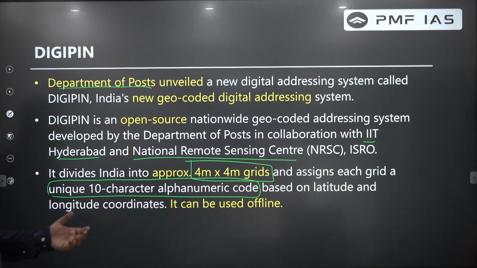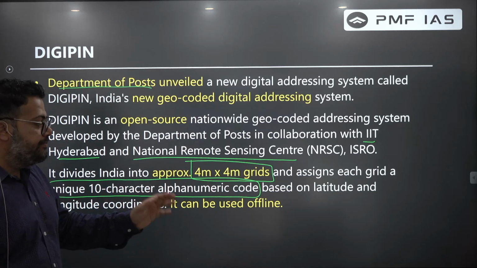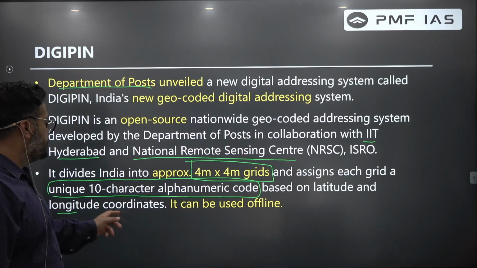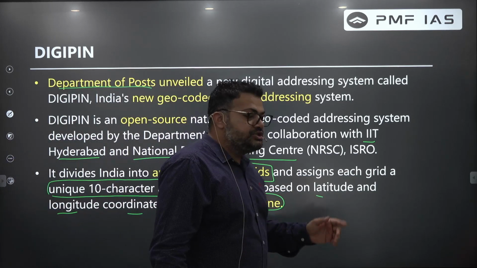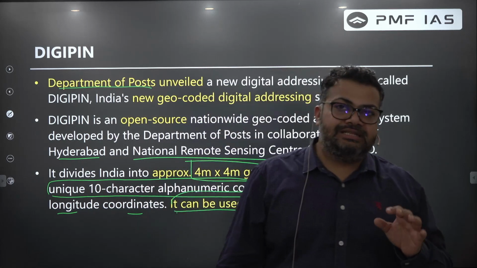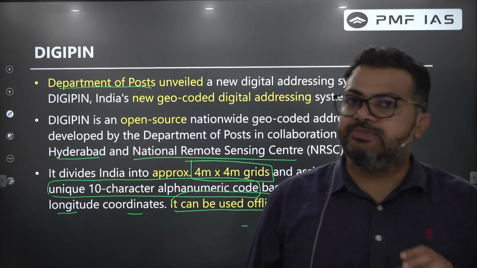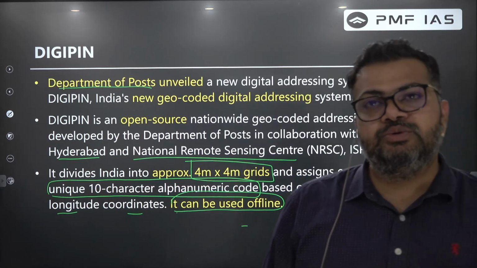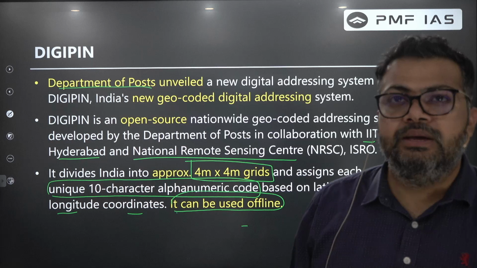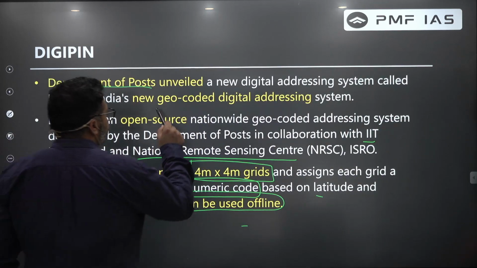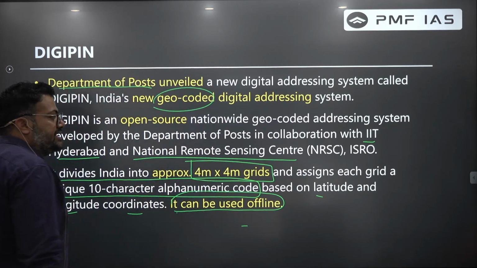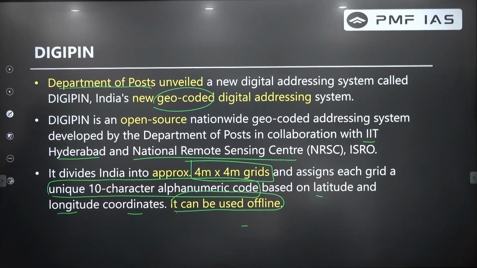Unique 10 character alphanumeric code. You understand alphanumeric, it has alphabets and numbers both. Based on the latitude and longitude coordinates of that area, it can be used offline as well. So once your house has been tagged with its latitude and longitude, its DigiPin has been generated. Now you can use this DigiPin even offline. So guys, this becomes an interesting way of using satellite based applications in finding your exact address in the city or on the planet.